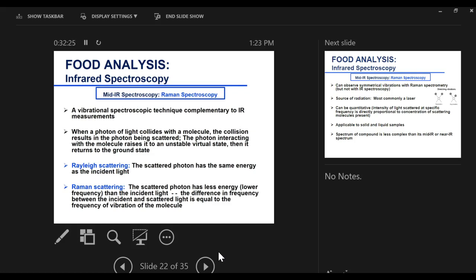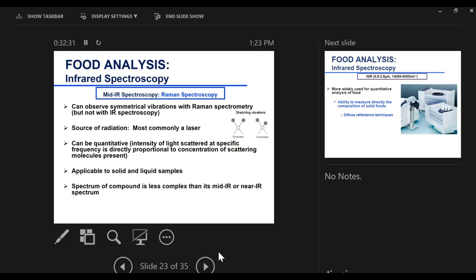Now this is too technical. It can observe symmetric vibration, not just asymmetric. So that is detailed information. But what I want you to know is the source of light is a laser. You can use it for quantitative analysis. But then you have to do that at a specific frequency. And you can use solid and liquid samples.